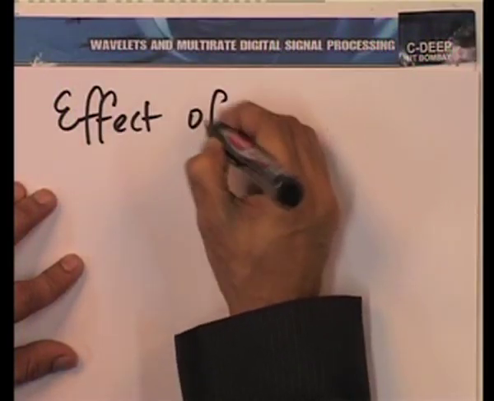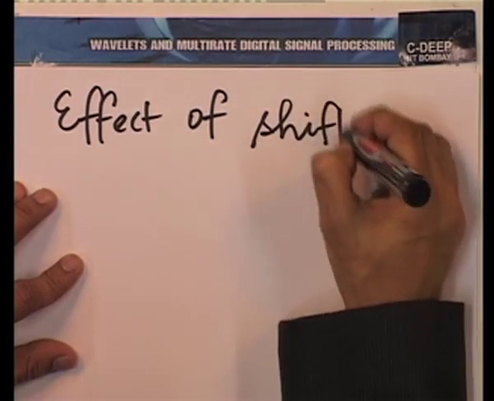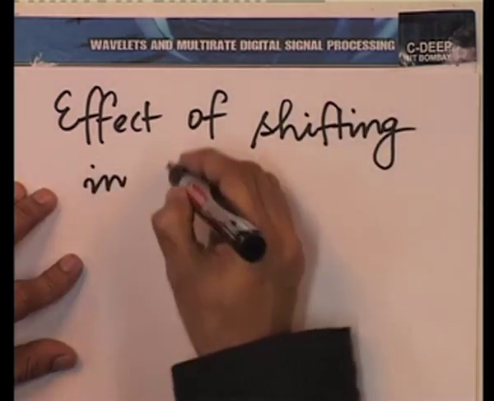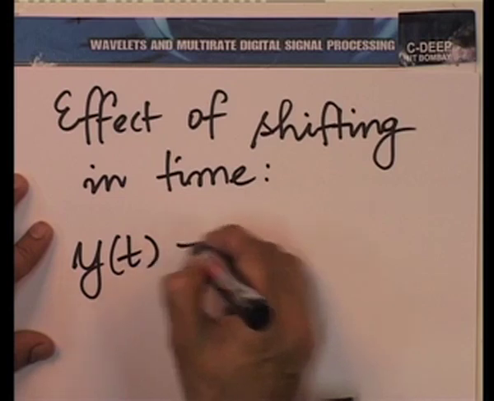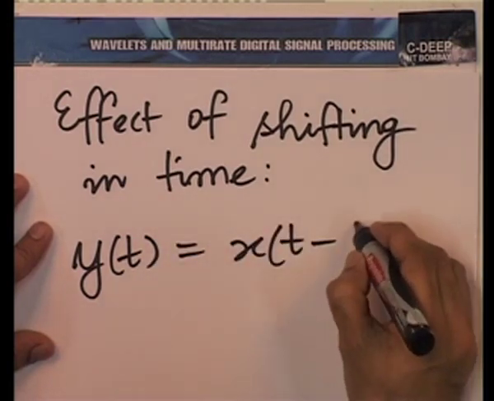Now, let us see what happens when we shift a function in time. As we expect, when we shift a function in time, there is no change in the magnitude of the Fourier transform. In fact, all that happens is that the center shifts. So, the effect of shifting in time: let us consider y of t to be x of t minus t 1.